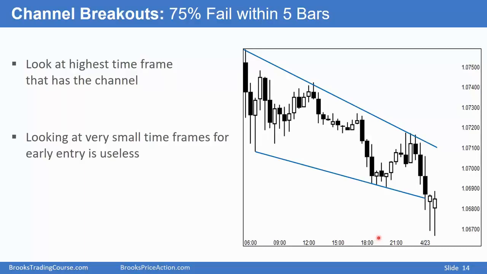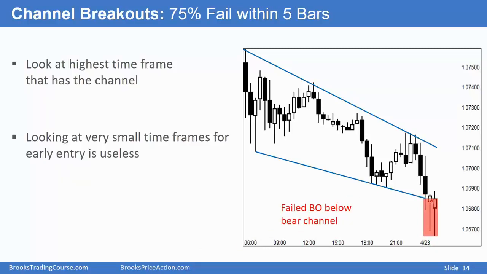I always look at the highest time frame chart that shows the channel. For example, let's say this is a 5-minute Forex chart. If I looked at a 1-minute Forex chart, these 2 bars would be 10 bars instead of 2 bars, and therefore the failed breakout would be occurring in 10 bars. However, I always look at the highest time frame chart that clearly shows the channel, and on that chart, 75% of the time, the breakout will reverse up within about 5 bars.